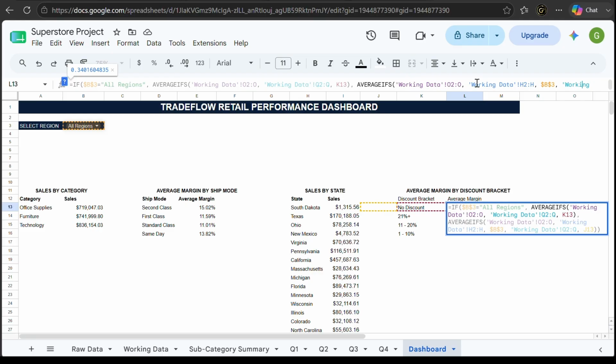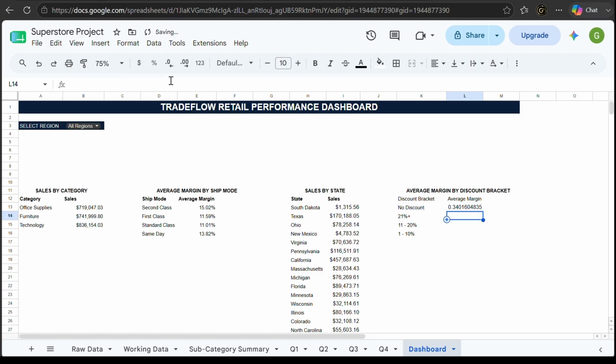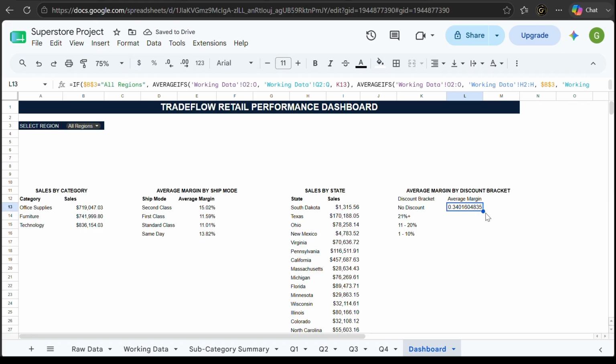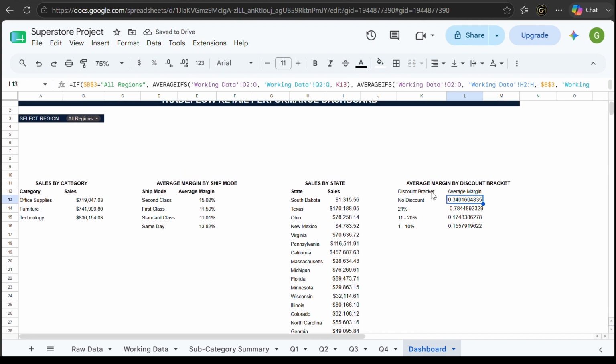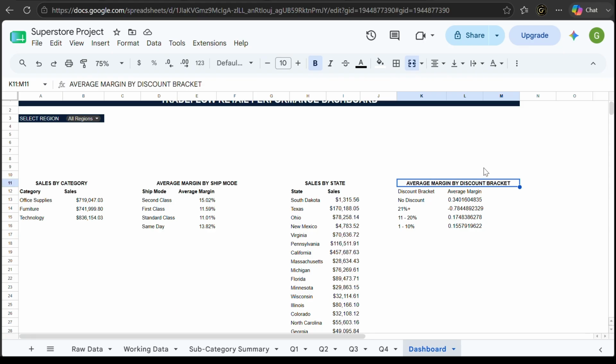Let's see. Yeah, K13 here, K13. Yes, when I was running this as a project the other time, before I made this video, the other ones I worked on were referencing J13, so I guess that's where the error must have come from. So this is what we have for the average margin by discount bracket.